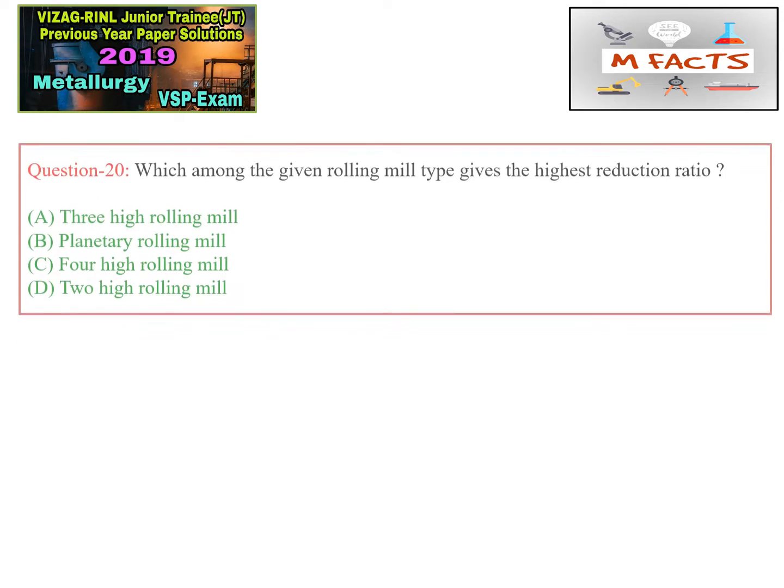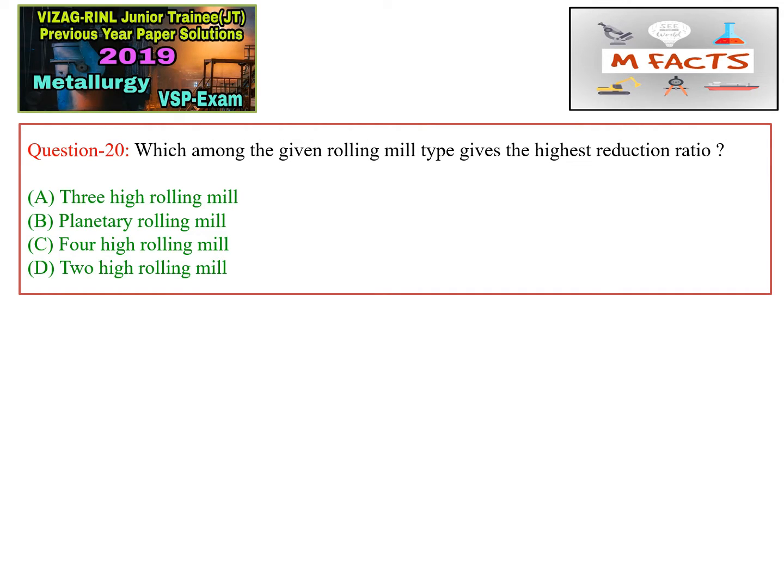So the next question is, which among the given rolling mill types gives the highest reduction ratio? They have given four options: three high rolling mill, planetary rolling mill, four high rolling mill, and two high rolling mill. These rolling mills are classified according to the rolls used. And in the planetary mill, what happened? They use two bigger rolls, and upon that, smaller rolls are also there, under which we do the rolling.